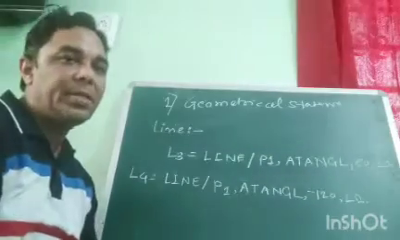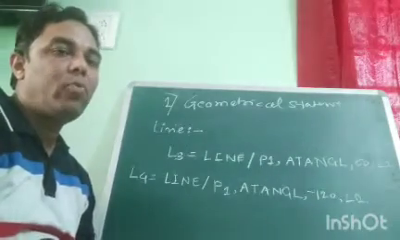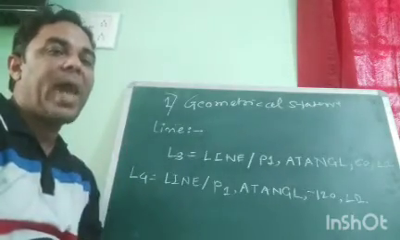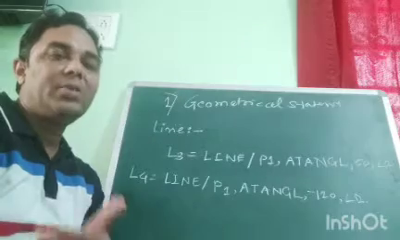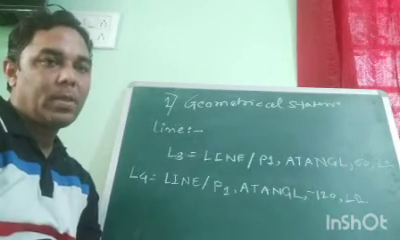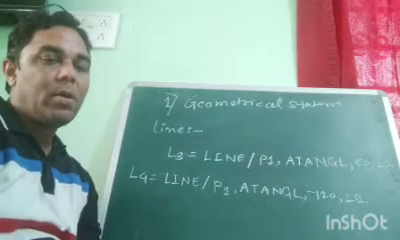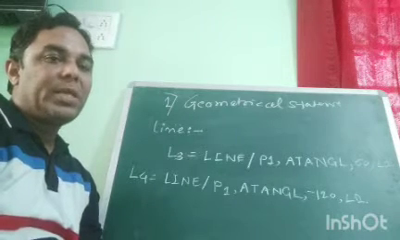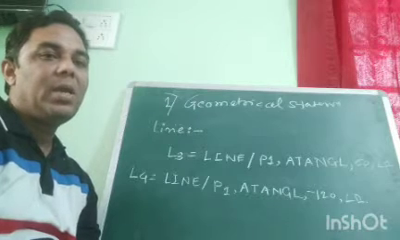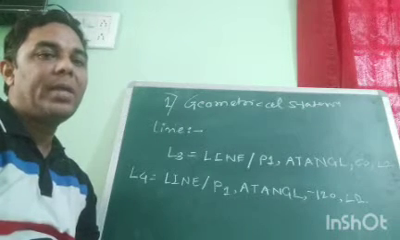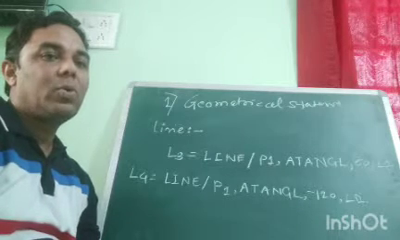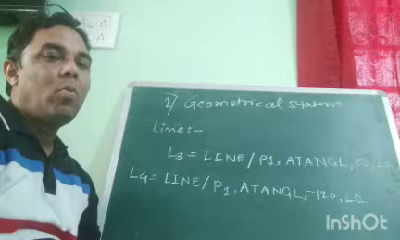Now what is the interpretation? Line L4 passes through point P1 and forms an angle of minus 120 degrees to line L2. Right? Okay. Now the next example: the line is parallel to line L3 and offset by 10 mm towards a larger y coordinate. Now, what is it?